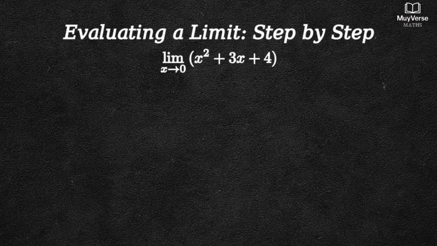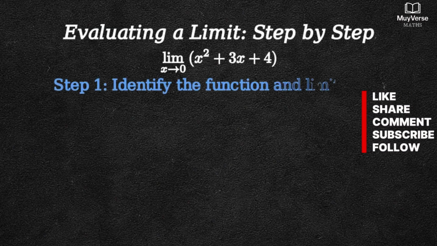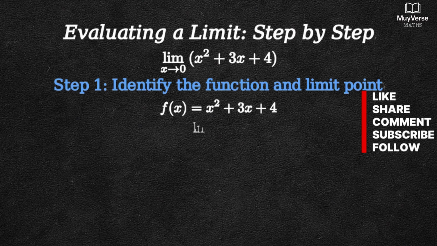Step 1. Identify the function and the limit point. Our function is f of x equals x squared plus 3x plus 4, and the limit point is x approaching 0.